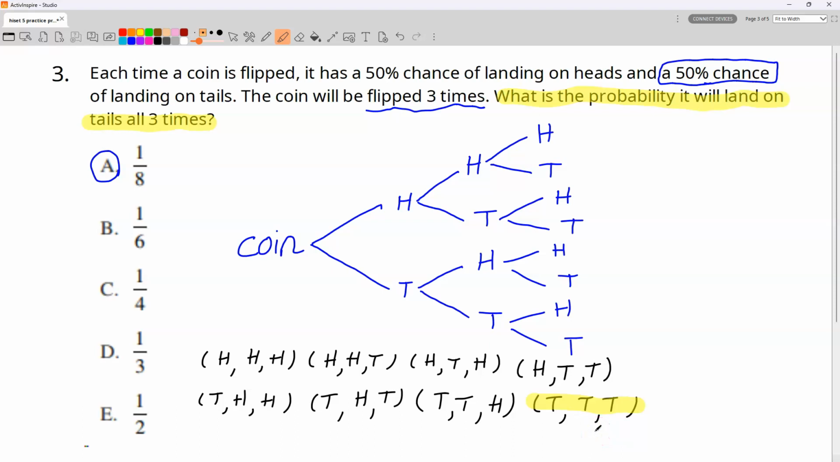How many total possible outcomes were there? Let's see, the total possible outcomes are, we could have had a heads, heads, heads. That's one possible outcome, or a heads, heads, tails. That's 2, 3, 4, 5, 6, 7, 8. So with probabilities, you write the total possible outcomes on the bottom, and there's 8. 1, 2, 3, 4, 5, 6, 7, 8.